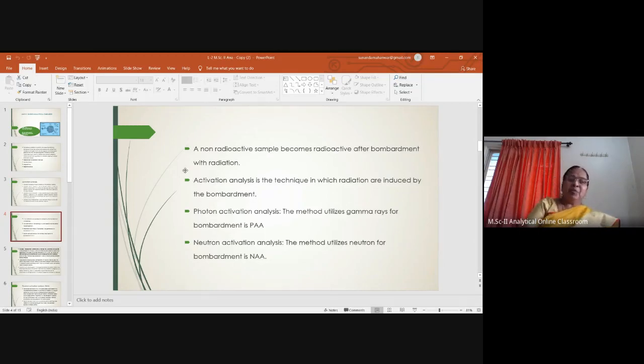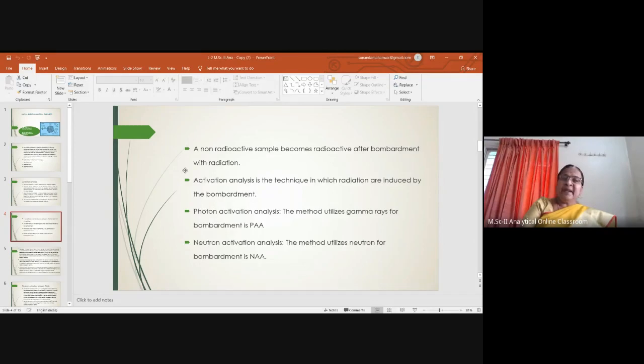So that neutron penetrates within the nucleus and it affects the proton to neutron ratio and therefore it becomes radioactive after bombardment with the radiation.